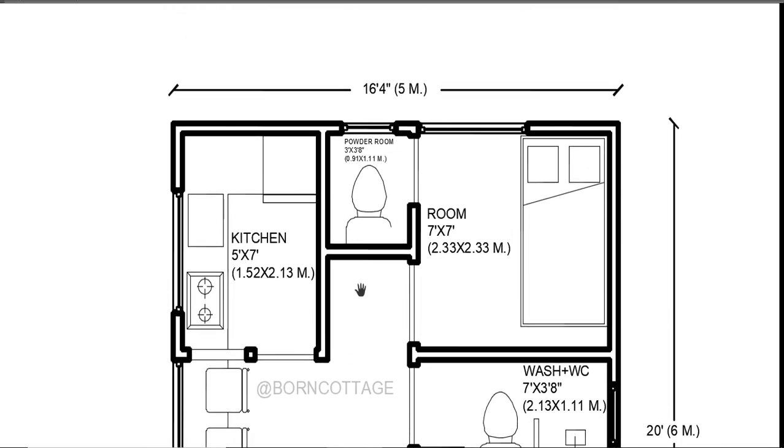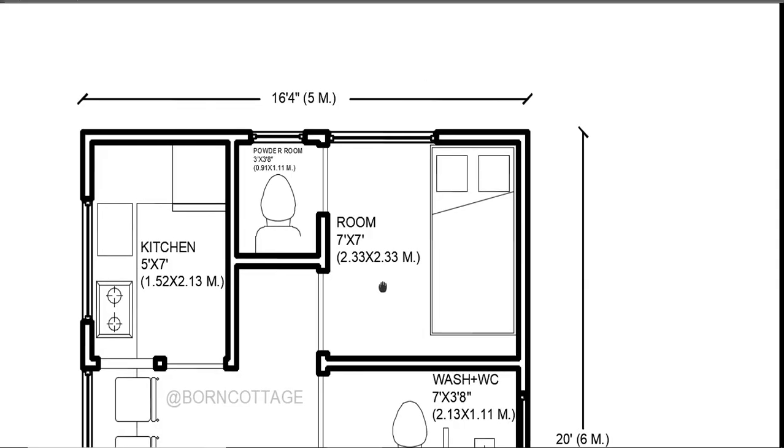So on the left side we have the kitchen area. The size of the kitchen is 5 feet into 7 feet, in meters 1.52 into 2.13 meters. You can see here the kitchen counter, the burner, sink and also refrigerator arrangement, and we have a window for ventilation of this kitchen. And on the right side we have a room.